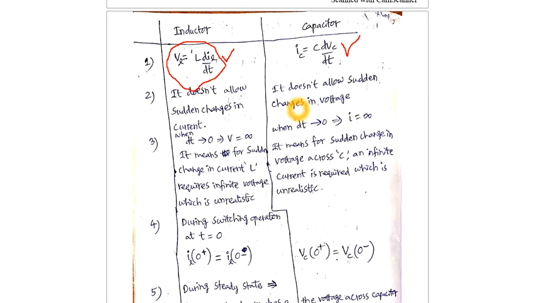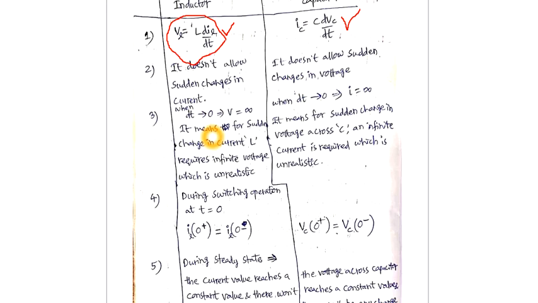But how to prove it mathematically? Let us see here. Let us say there is a sudden change. Whenever some sudden change is there, what is the change in time? The change in time is 0, right? Because it is sudden. When something is sudden, there is no change in time, it is at a particular instant. So that means dt tends to 0.